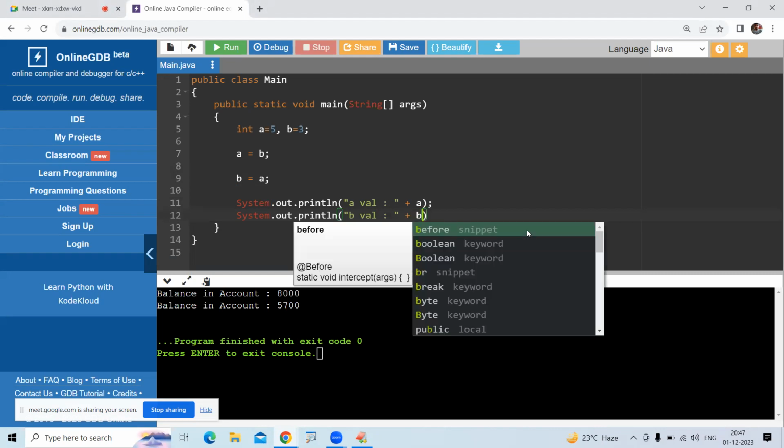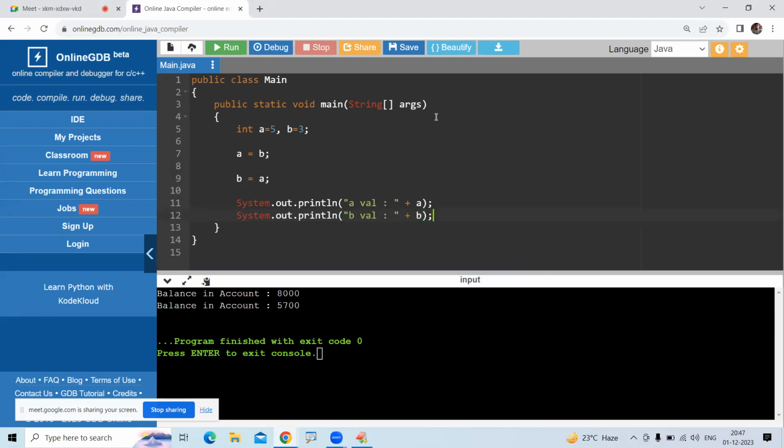The only point you need to understand here is how values are changing. Quickly everyone will say a value becomes b value, b value becomes a value, so 5 3 becomes 3 5. No. See here, b value will store into a. What is the b value? 3 will store into a. So a value 5 will be gone. Only 3 will store here.